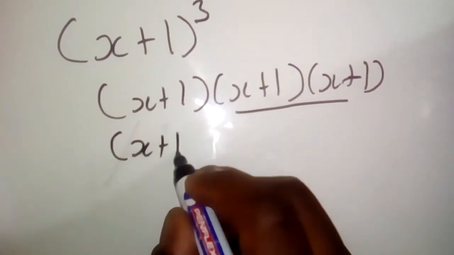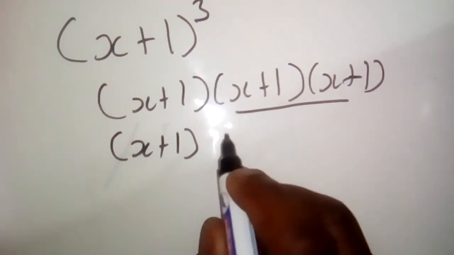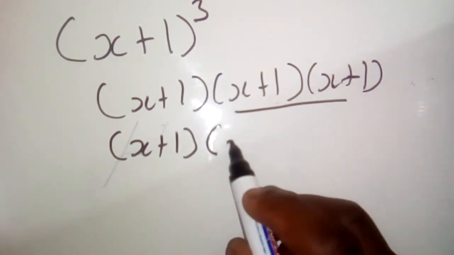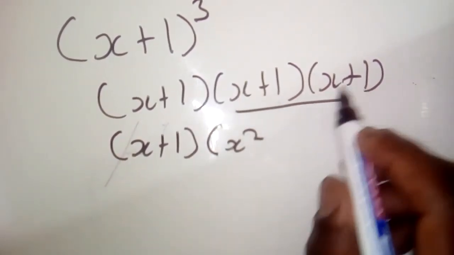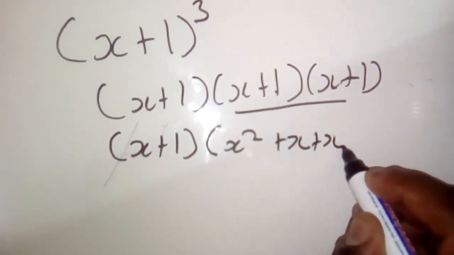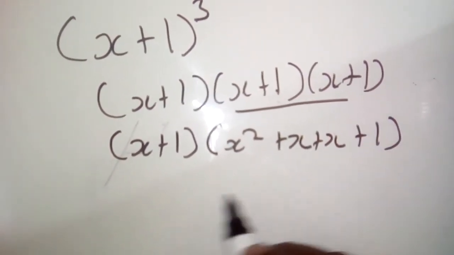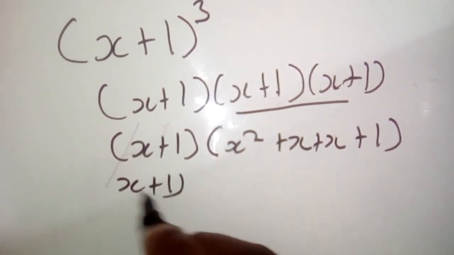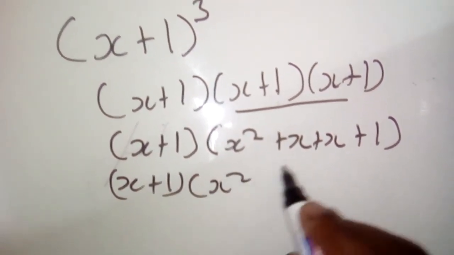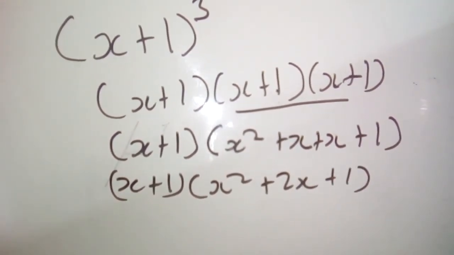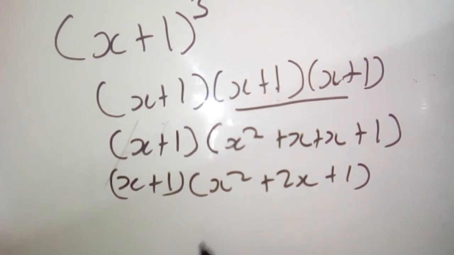So we're going to have x plus 1. So we're not touching it. We're just going to leave it. And then now here we're going to have to do this. We're going to have to say x times x, which is x squared. X times 1, which is x. 1 times x is still x. And 1 times 1 is 1. And then from here we can add like terms. So x squared. So x plus x is 2x. Then plus 1.